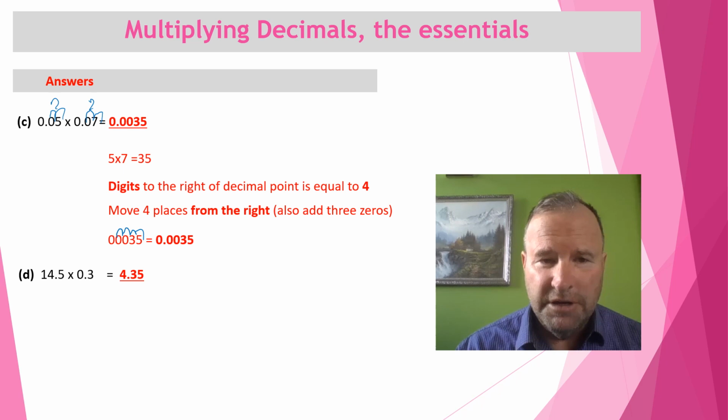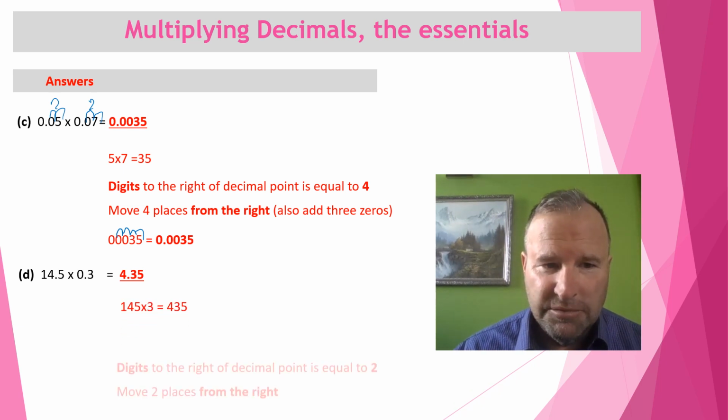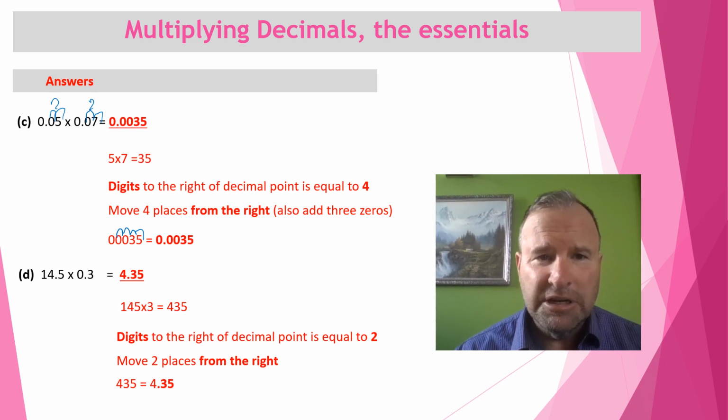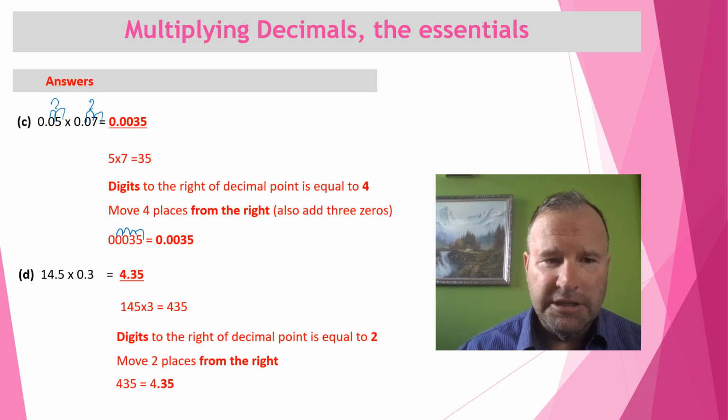Next answer. If you got 4.35, great. If you didn't, going through the answers here. There they are. Hopefully you're getting the gist of how this is worked out. Using the rules is important, so you've got a nice systematic way of working things out. As you get faster, well, you don't have to use the rules, but remember the rules, please.